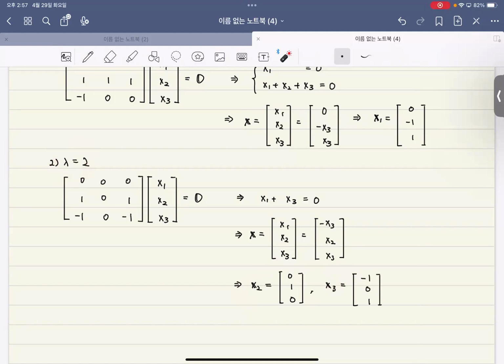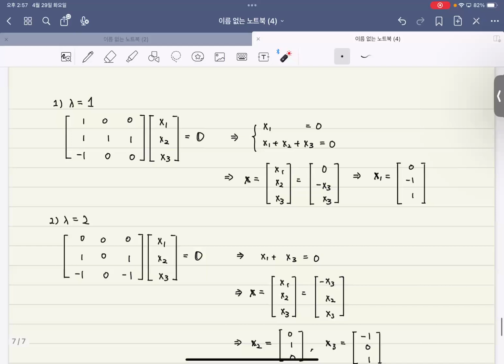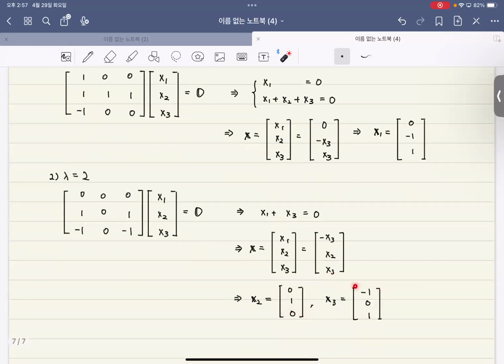Now, can you guess the geometric multiplicity of each of these eigenvalues? What is the geometric multiplicity of this one? 1. And since I can find 2 linearly independent vectors for this eigenspace, the geometric multiplicity of this one is 2. So both of these eigenvalues satisfy not the inequality but the equality. The algebraic and geometric multiplicities of these two eigenvalues all turned out to be the same. So in this case, this matrix is a diagonalizable matrix.